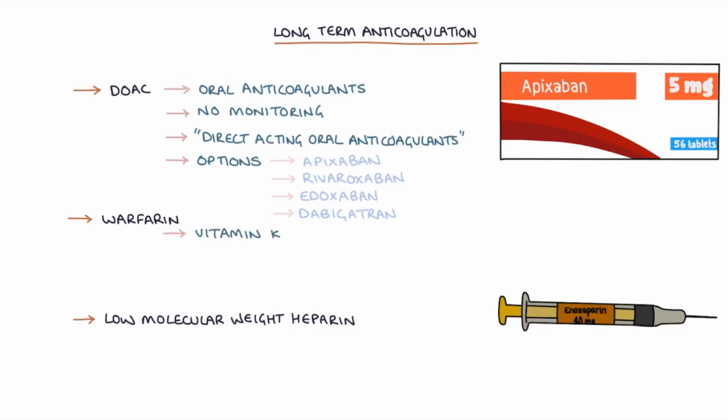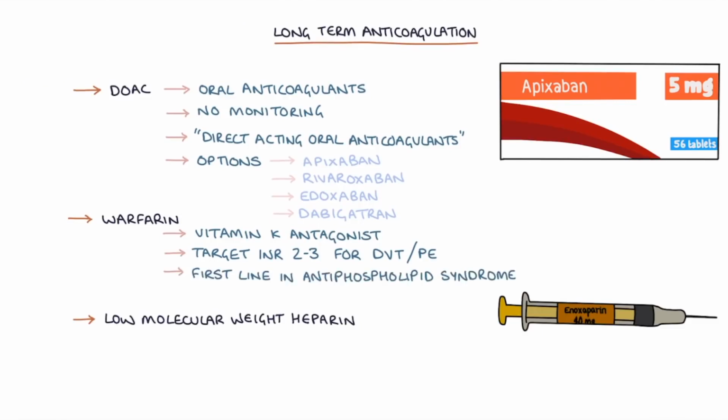Warfarin is a vitamin K antagonist. The target INR for warfarin is between 2 and 3 when treating DVTs and PEs. Warfarin is the first line in patients with antiphospholipid syndrome. Patients with antiphospholipid syndrome also require initial concurrent treatment with low molecular weight heparin. Low molecular weight heparin is the first-line anticoagulant in pregnancy.